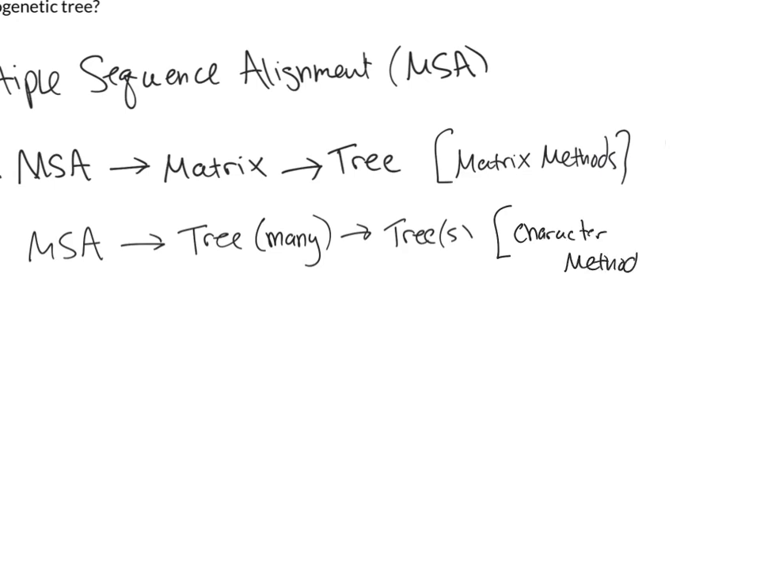Character methods. In this lecture, I'm mostly going to focus on matrix methods because they're really easy to do in front of you. Character methods generally involve lots of big data, so I'm going to talk about those at the end, but most of this is going to be going from MSA to matrix and then from matrix to tree. All right.